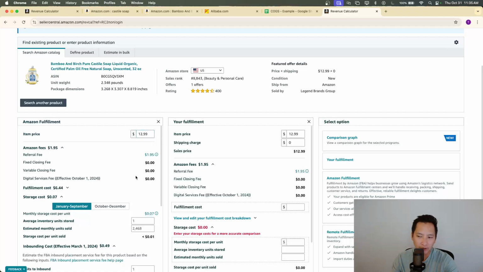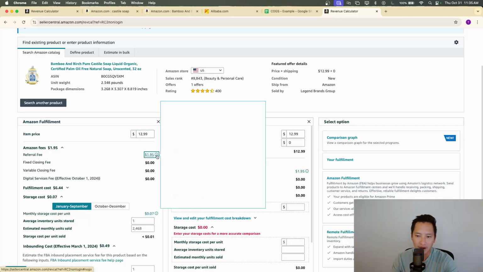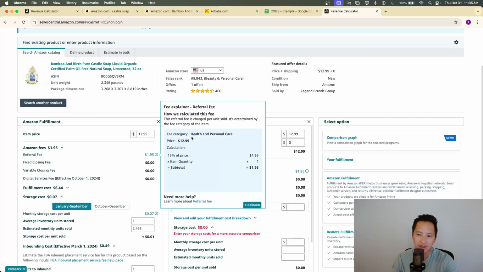So if we're walking through this exact example here from Bamboo and Birch, their item price is $12.99. Their referral fee is $1.95. Now what this is, is a percentage of the price that you're selling the product at that Amazon takes no matter what. In beauty and cosmetics, it's 15%. In other categories, that percentage may differ.